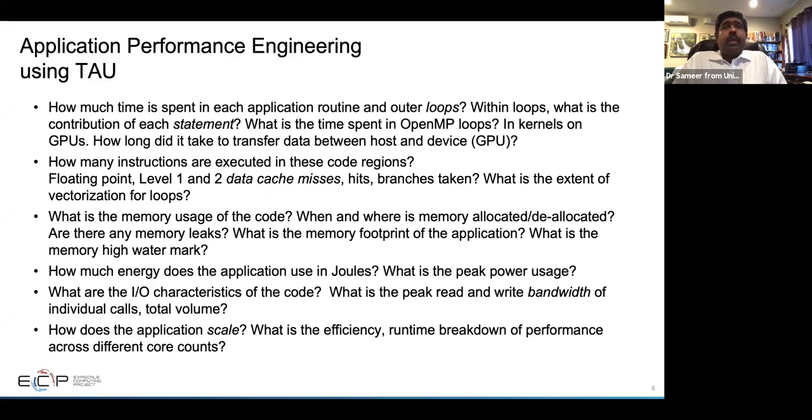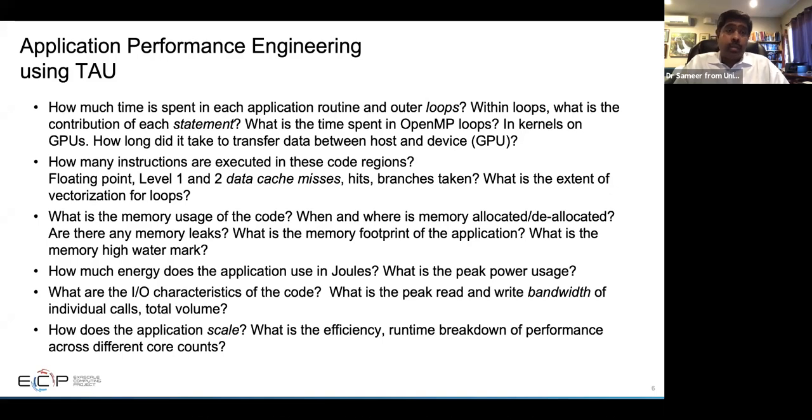So you're probably wondering, how can Tao help me? What can it show me? How can it guide the performance engineering of my applications? Well, Tao can show you how much time is spent in your application code regions. These could be routines, outer loops, inner loops, and within loops, it can show you the contribution of individual statements. You can see the time spent in your OpenMP loops. You can see the time spent in GPU kernels, and it can show you the data transfer between the host and the device.